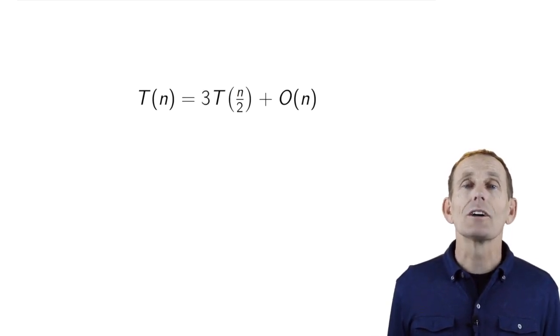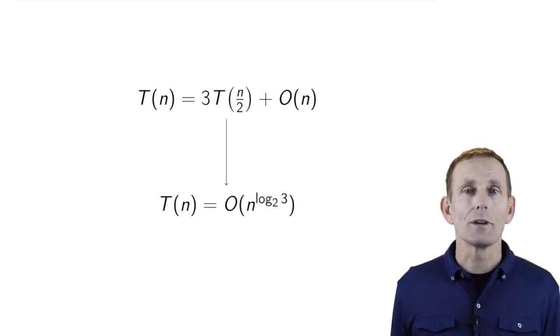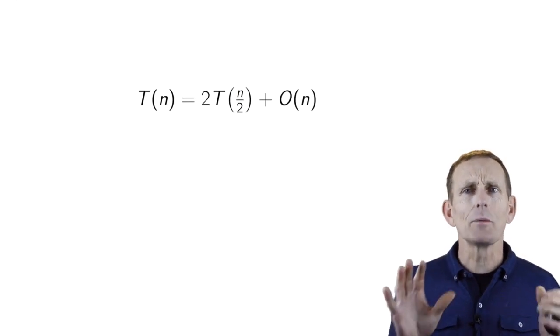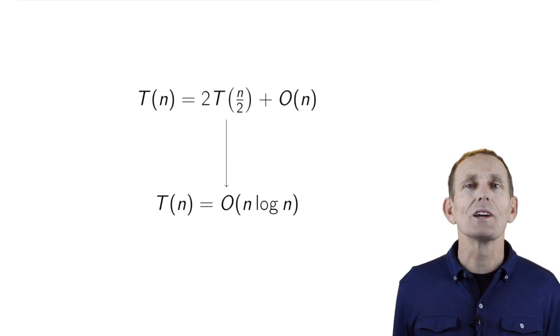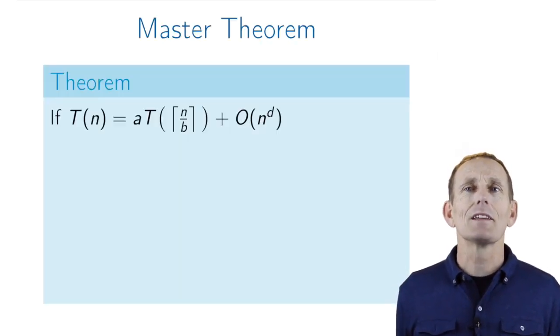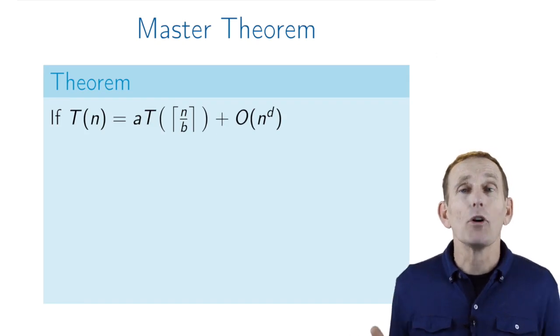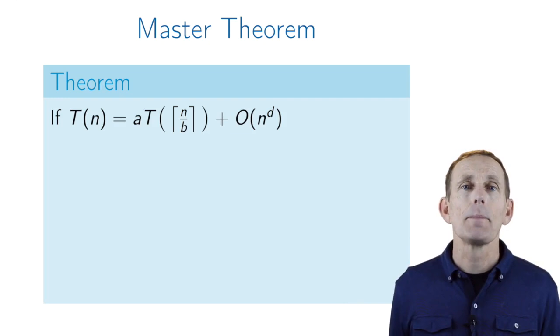When we had the more efficient algorithm, where we had only 3 subproblems instead of 4, we then got a solution of big O of n to the log base 2 of 3. Sometimes we break a problem into only 2 subproblems, and there the solution's big O of n log n. So wouldn't it be nice if we just had a formula to tell us what the solution is, rather than having to create this recurrence tree each time? And that's what the master theorem basically does.